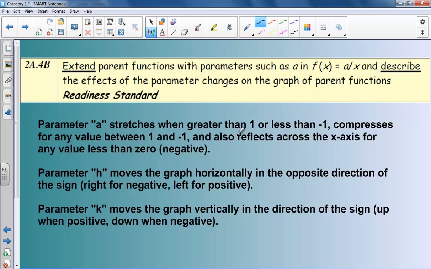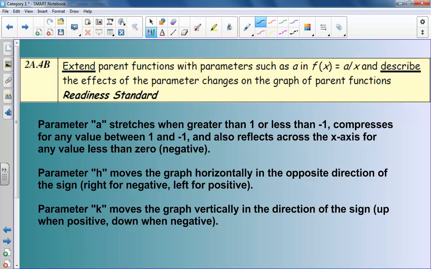Your H, I'm not sure why people have trouble with this. H is just like horizontal, so it's moving left and right, but you have to remember that H always goes the opposite direction of the sign because the formula has a negative in it already. And then your K is going to move it vertically whatever way it says. If it's positive, it's going up. If it's negative, it's going down.